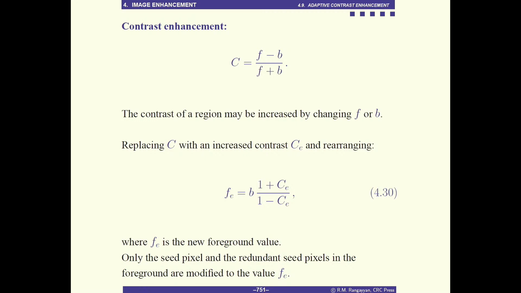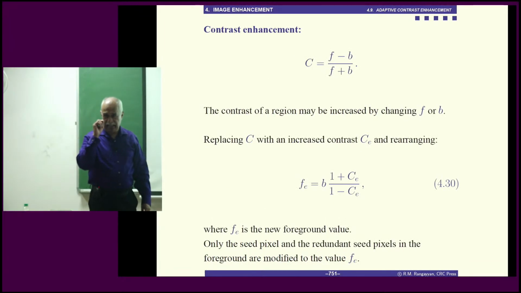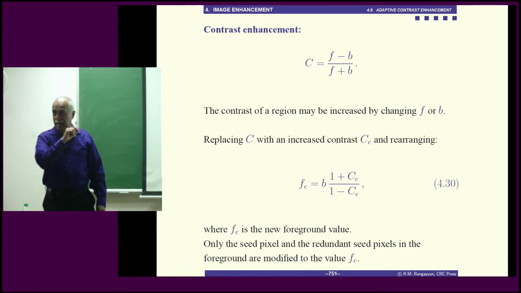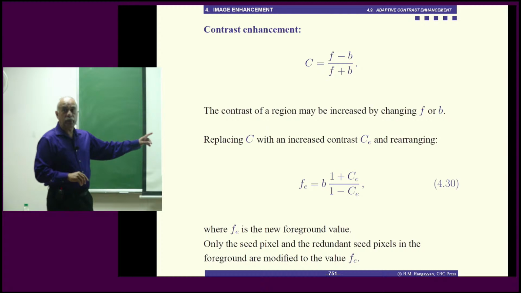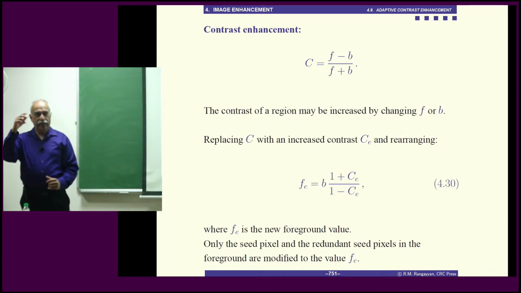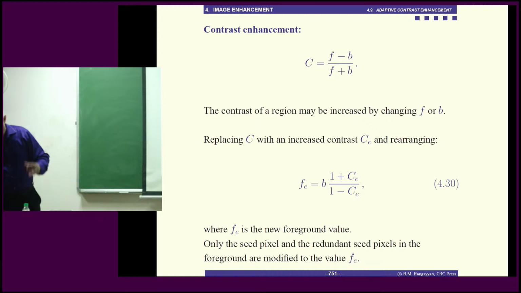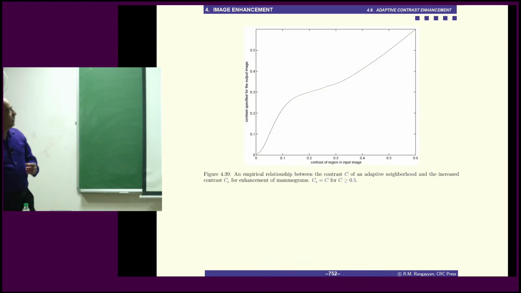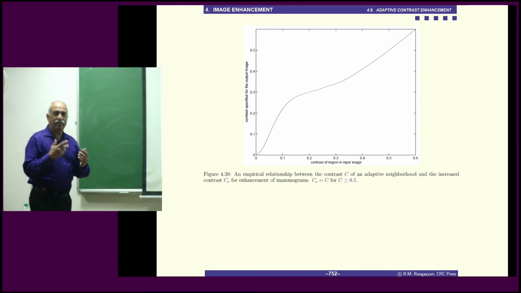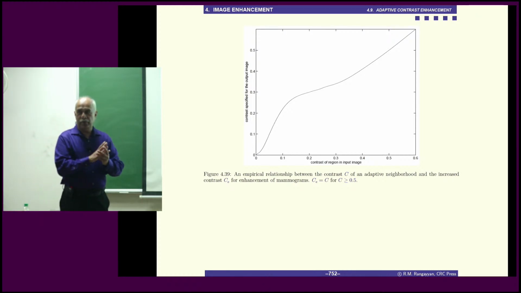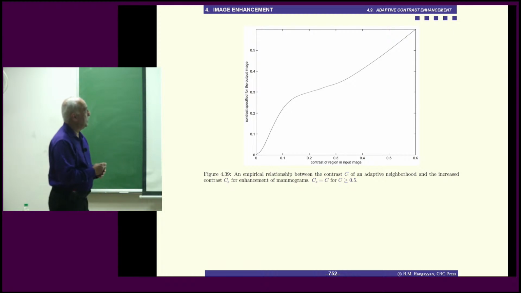So only the seed pixel and the redundant seed pixels, which are all the pixels inside the foreground region that have exactly the same pixel value as the seed, they all get this output. Other pixels have to wait until they become the seed and a region is grown and all that. Computationally intensive, but the results were interesting for us, and radiologists also approved of the result.